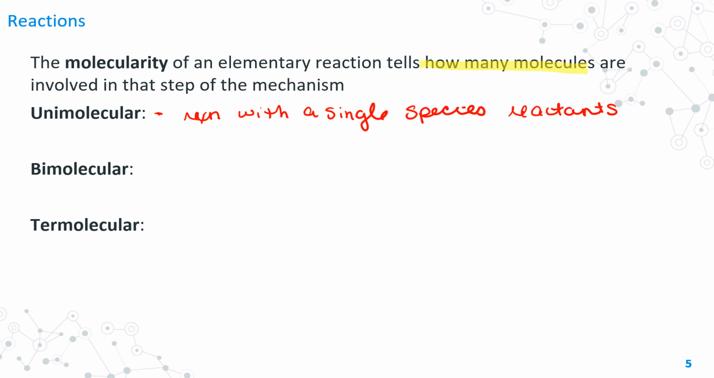So in our elementary reactions, we know that our reactants can be the products of the last step. So this is the reactant of whatever step we're looking at. If that reactant happens to be only one species, it's called unimolecular. We have bimolecular ones that are two species.